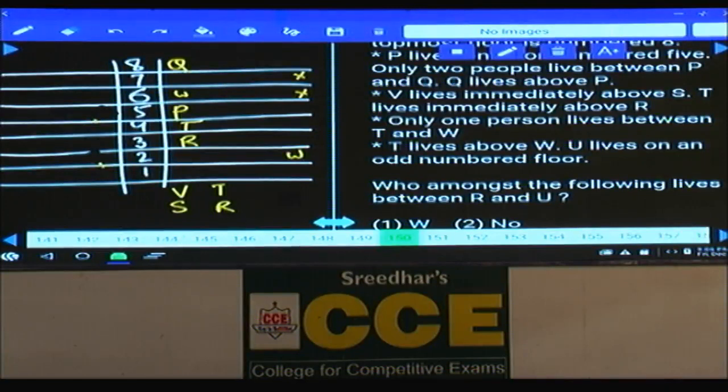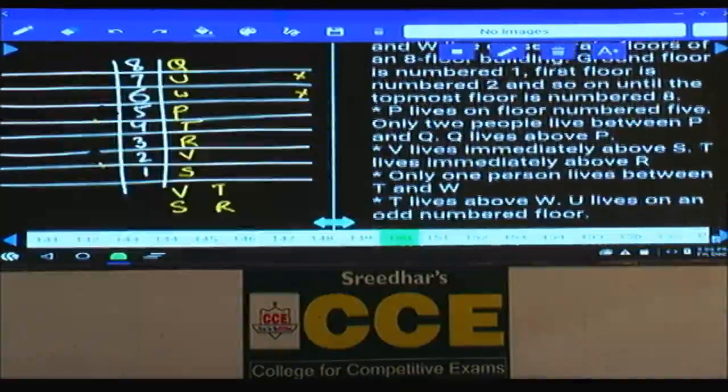Now if you take T and R here, we have 2 different possibilities for this W. If you take W at this place, only one person between T and W, then V and R. V and S are adjacent to each other, so V and S must be here. If V and S are here, then U must be at this place, isn't it? If U is here, tell me whether all the statements are valid or not.